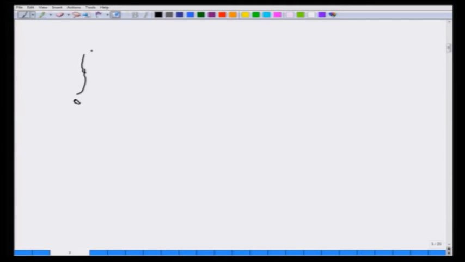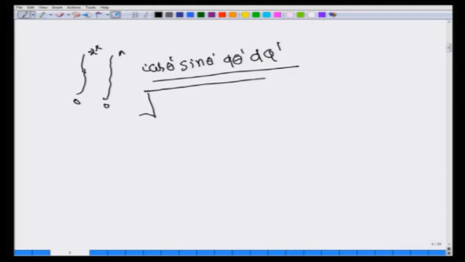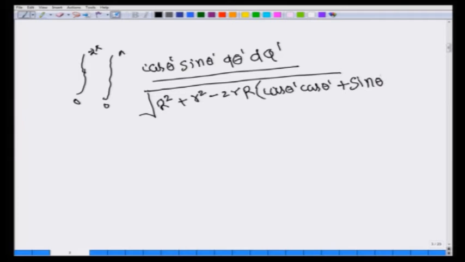you have to calculate this integral: cos theta prime sin theta prime d theta prime d phi prime over r square plus small r square minus 2 r capital R cos theta prime cos theta plus sin theta prime sin theta cos of phi minus phi prime.